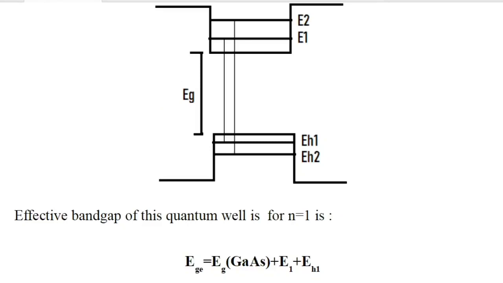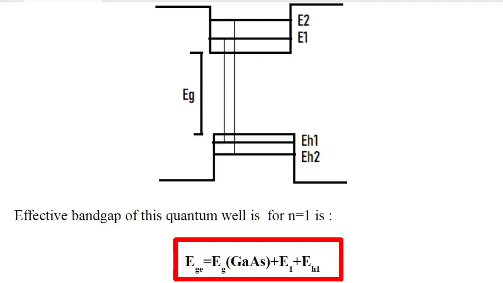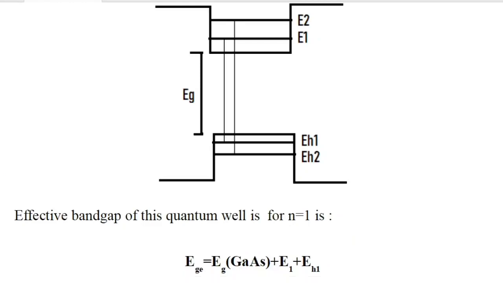What is the effective band gap? Here the effective band gap of the quantum well for n equal to 1 is Eg, the band gap of gallium arsenide, plus E1, the stable quantized energy level in the conduction band, plus EH1, the stable quantized energy level in the valence band. So the effective band gap is Eg plus E1 plus EH1. That means the electrons can only exist in the discrete energy levels. Based on this effective band gap, the wavelength of the photons also changes.